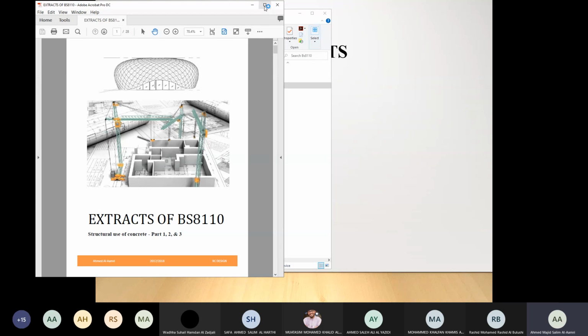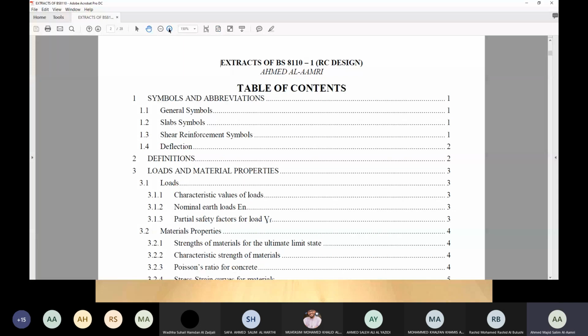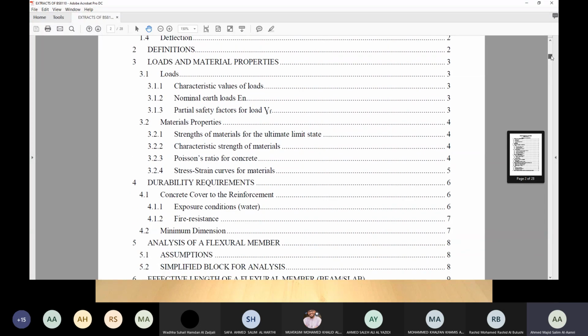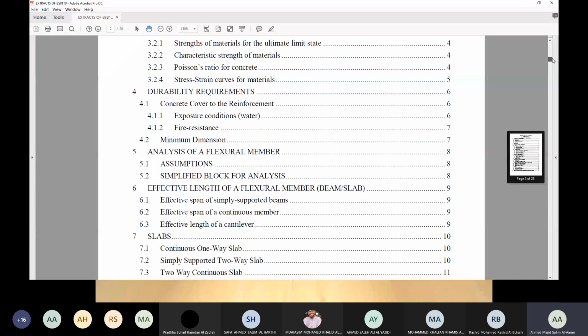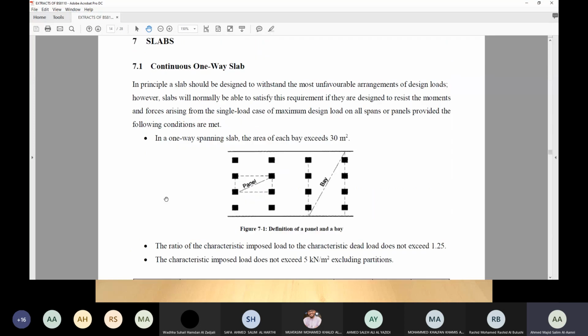Okay. Now if you open the extract, there is a table of contents which shows you a lot of things, whatever you will be required for this particular course. Durability requirements, effective length, continuous one-way slab, and then we have two-way slab. Can we see the chapter of slabs? Are you able to see? Okay, so we have slabs, and then we have continuous one-way slab, and then we have simply supported two-way slab, and then we have two-way continuous slab. So I'm just clicking on slabs.